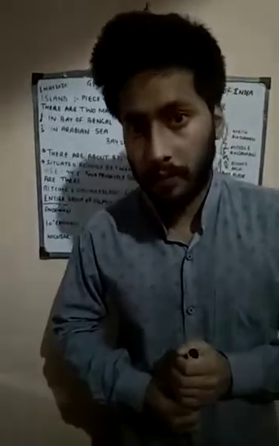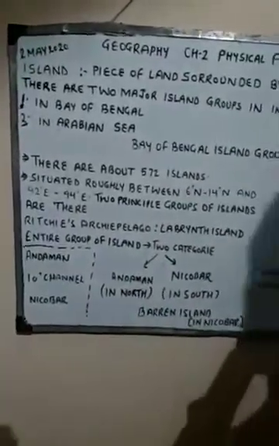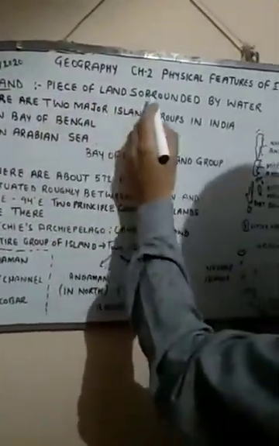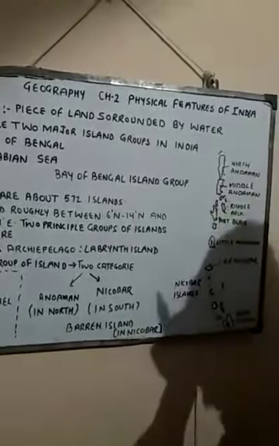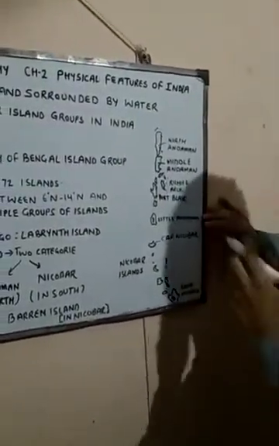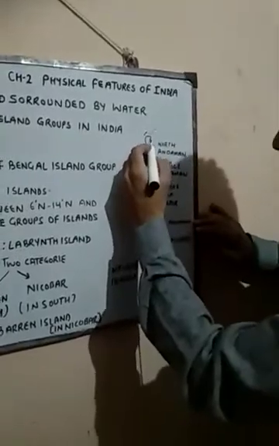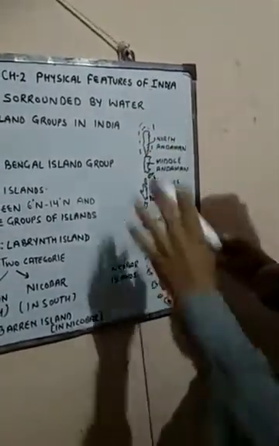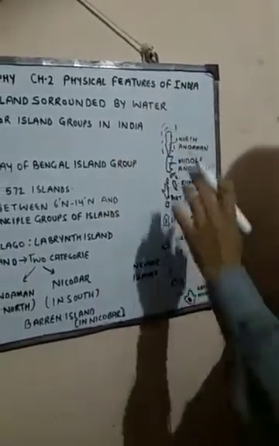So let's start. First, I'll tell you what an island is. An island is a piece of land surrounded by water. If you look at this map, this is a piece of land, and it is surrounded by water. So this will become an island, a piece of land surrounded by water.